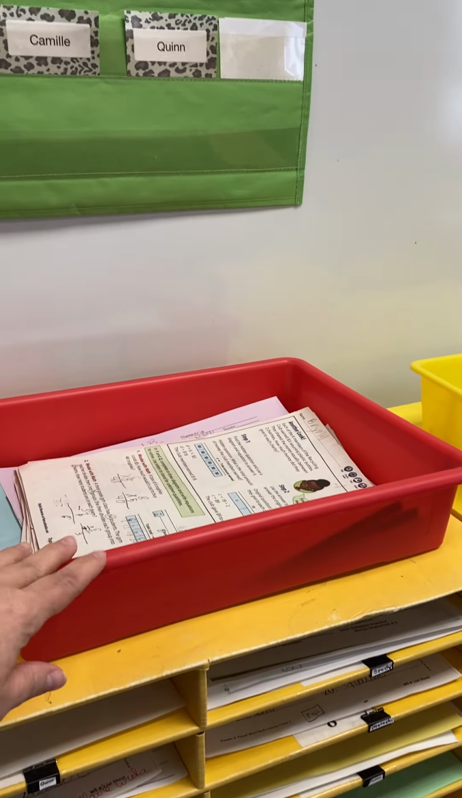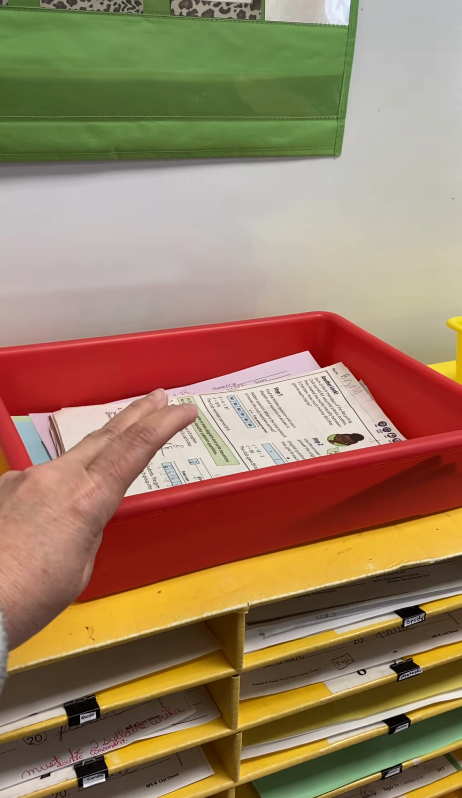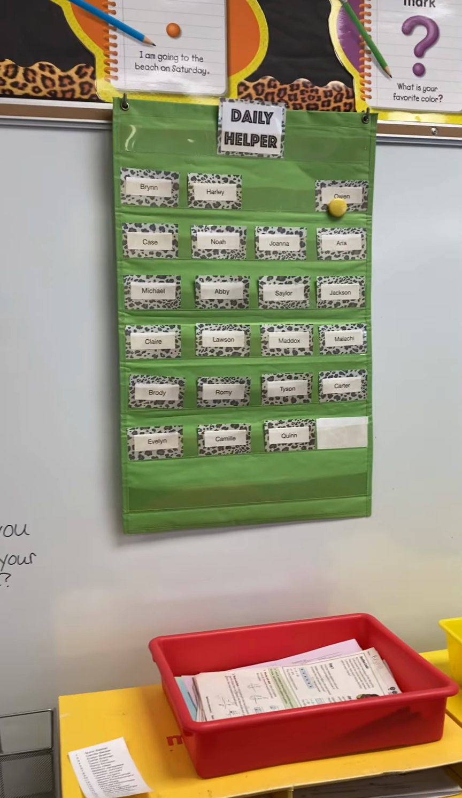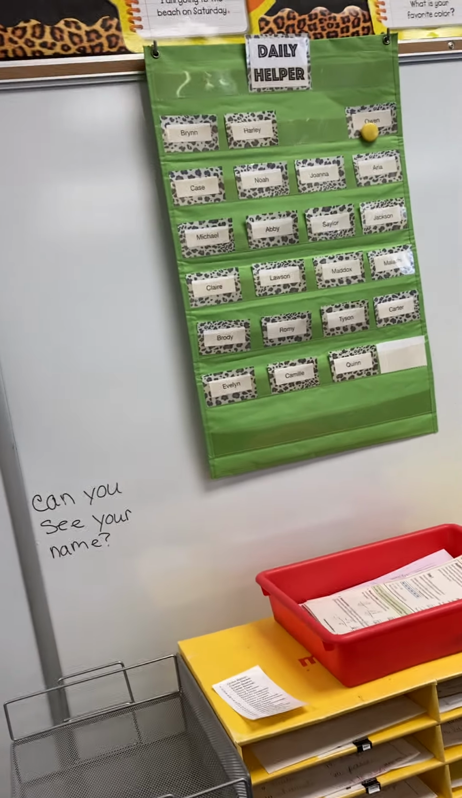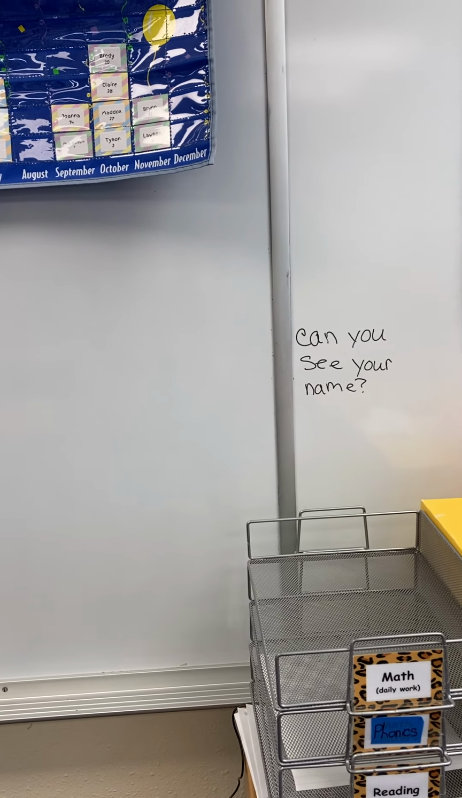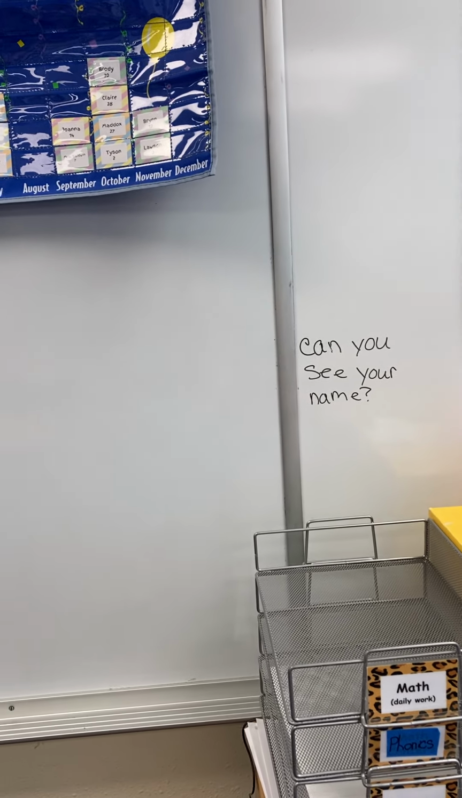This is the mail. When I get done correcting, my daily helper will take this box and they will sort it back into the kids' mailboxes. There's my daily helper. I rotate through the names every day. Can you see your name? Just a checkpoint for the kids to remember. Oh yeah, I forgot to put my name on my paper. You'd be surprised how many of them still forget.